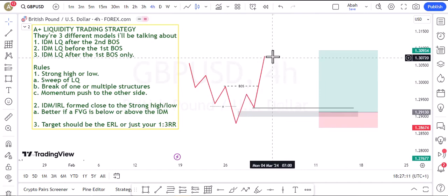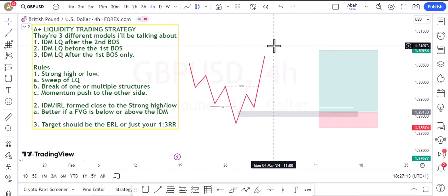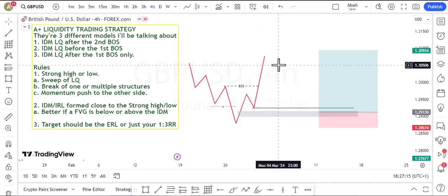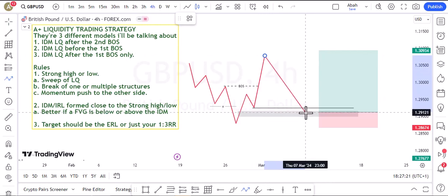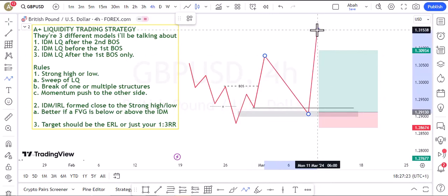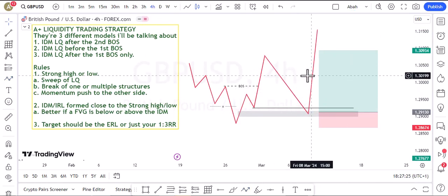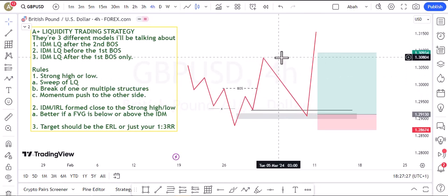You get what I'm trying to say? So this is the model for the second. This is the second model. This is the entry, and what will you be expecting here? You'll be expecting price to come, do something like this, and then, well, this is what you'll be expecting, and it is the same way for the bearish scenario.